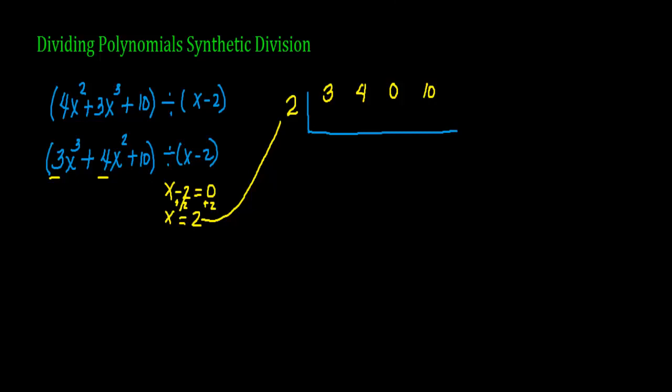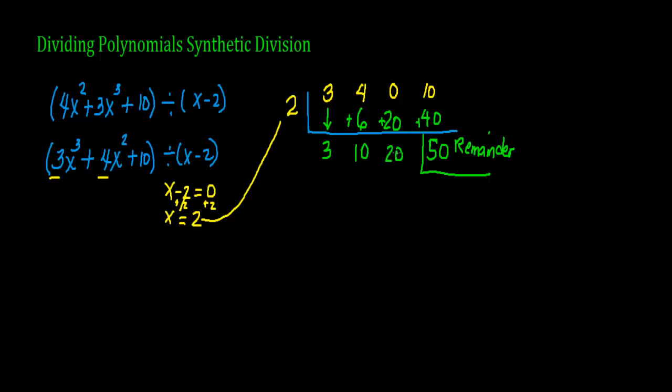What do we do? We take that very first term, that very first coefficient, we bring it down. We don't do anything to it, just bring it straight down. And then we multiply 3 times 2. That makes 6, and we write it underneath the next coefficient, and now we add. 4 plus 6, 10. Now we multiply 10 times 2, that makes 20. And then we add 0 plus 20, 20. 20 times 2, 40. And 10 plus 40, that makes 50. Remember that the very last number, we box it off because this is our remainder.